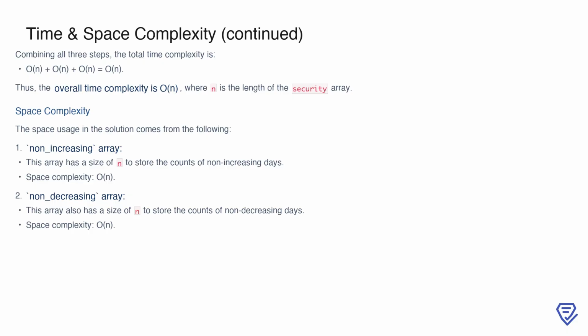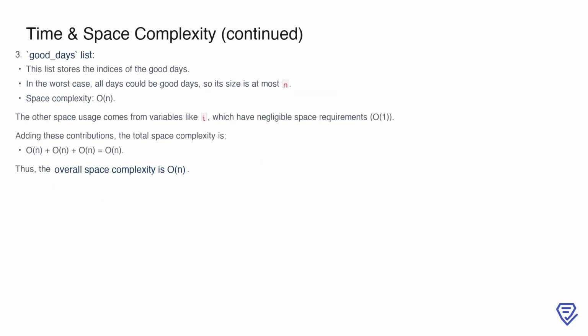Now, looking at the space complexity, the main contributors are the non-increasing and non-decreasing arrays. Each of these arrays has a size equal to the length of the security array, which is O(n). These arrays are used to store the counts of non-increasing and non-decreasing days, respectively. Thus, their space requirements are linear. The third contributor to space complexity is the good_days list, which stores the indices of the good days. In the worst case, all days in the security array could potentially be good days, meaning the size of this list would be at most n. This also contributes O(n) to the space complexity.